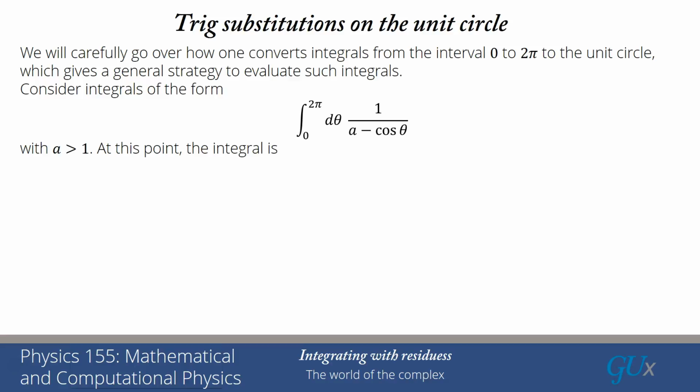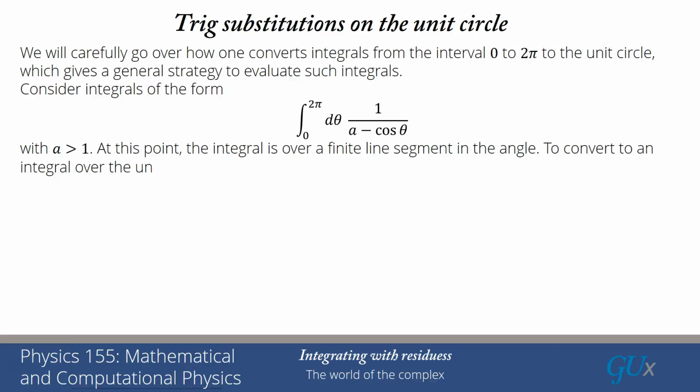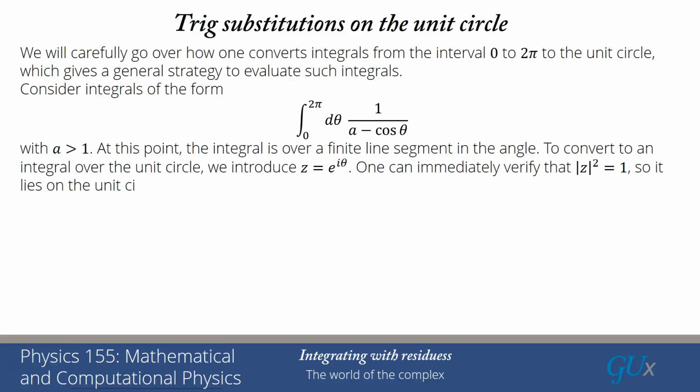We have to pick a bigger than 1 for this integral to be well defined, otherwise the cosine theta would cancel out the a at some point, and we would have a singularity in the integral itself, and that singularity is not one that you can integrate over. So at this point, the integral is over a finite line segment, and that line segment is the line segment in terms of the angle.